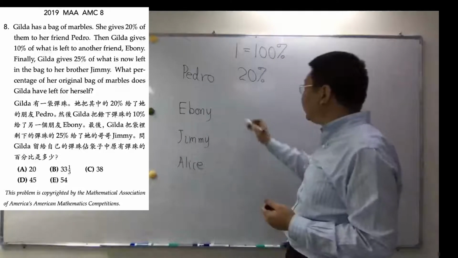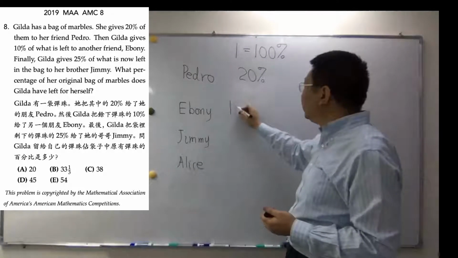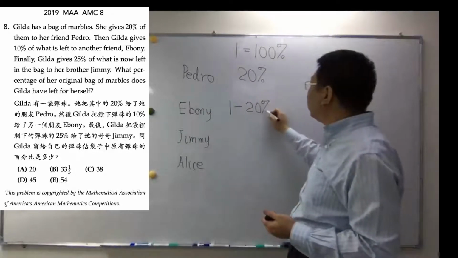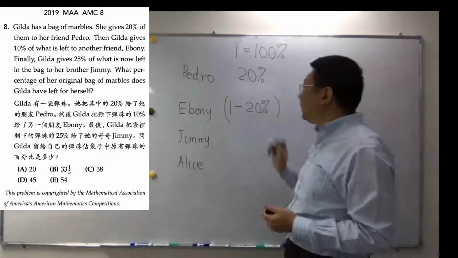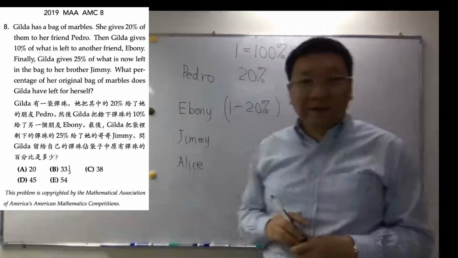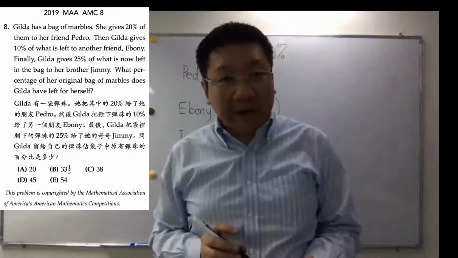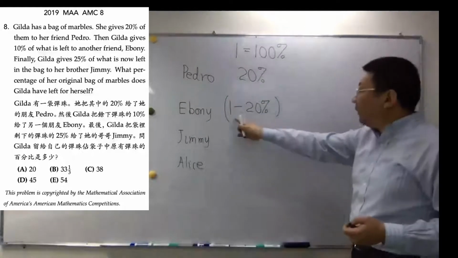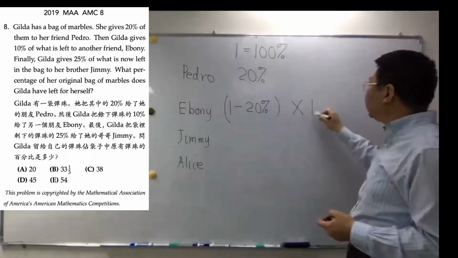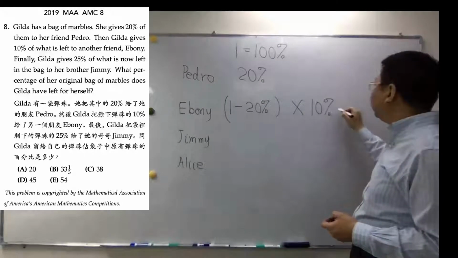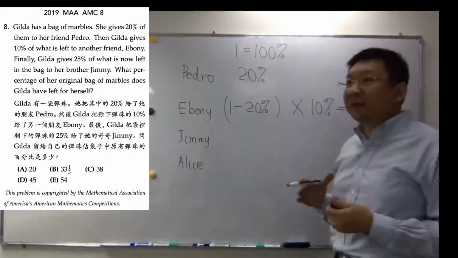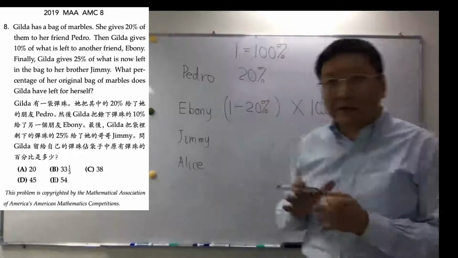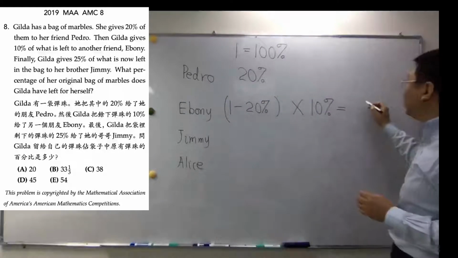Then what's left would be 1 minus 20%, or 100 minus 20%. So we know that would be 80%. And for this 80%, Ebony took 10% of that. So 1 minus 20%, 80%, then times the other 10%. What do we get? So 10% of 80%. 10% means something divided by 10. So 80 divided by 10. So that would be 8%.